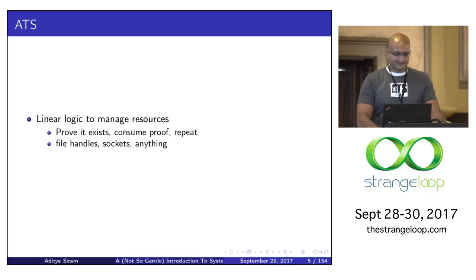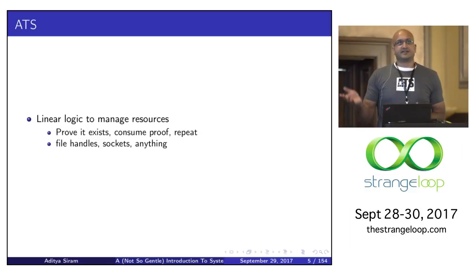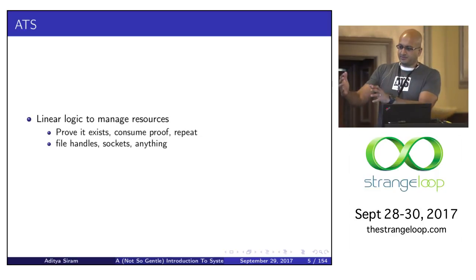But a couple of big things that ATS brings to the table are linear logic to manage resources. So what is linear logic? If you create a resource, you allocate memory, you open a file handle, you open a database handle, that's a resource. When you create that, at the type level, you get this thing called a proof object. A proof object is a type level proof that this resource actually exists. And when you want to use the resource, like you want to read from a file, you have to pass that proof object manually into the function that's reading from the file. And that's how the type system knows that this resource is still viable.